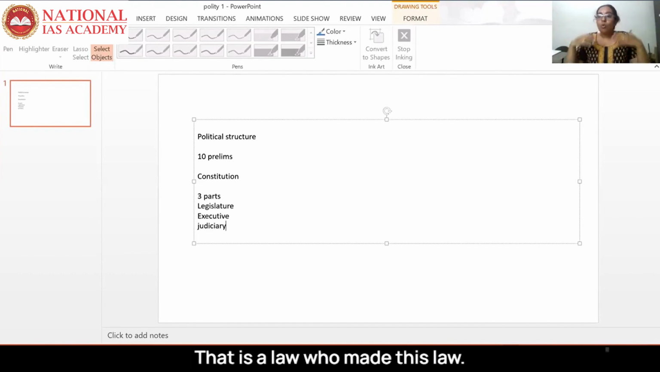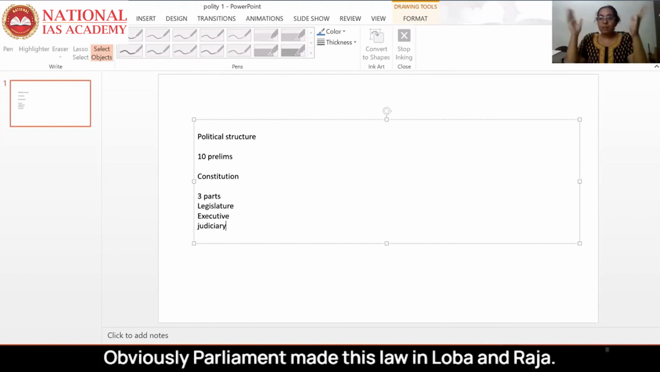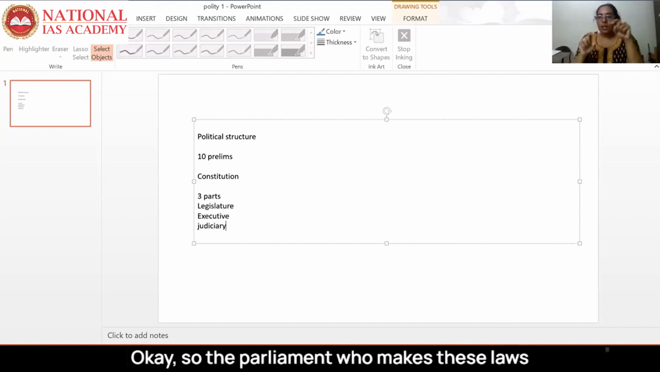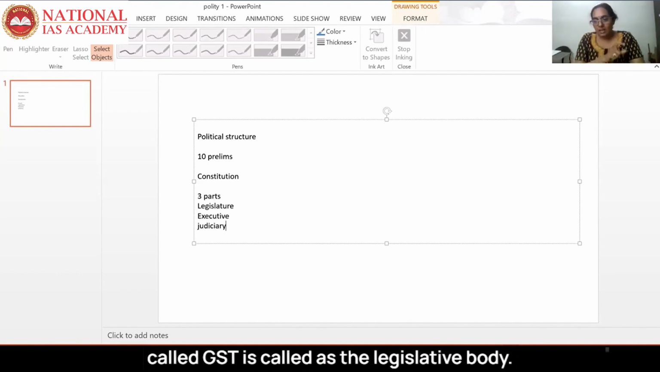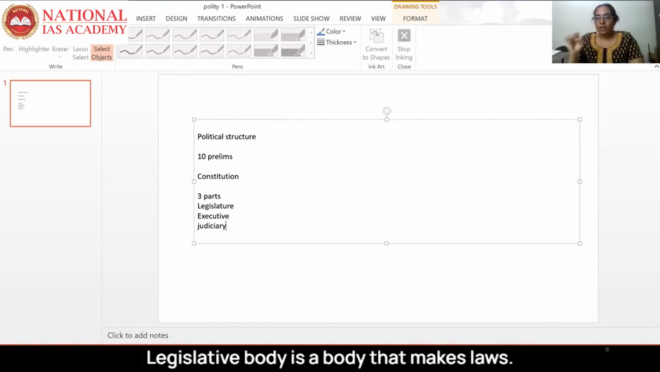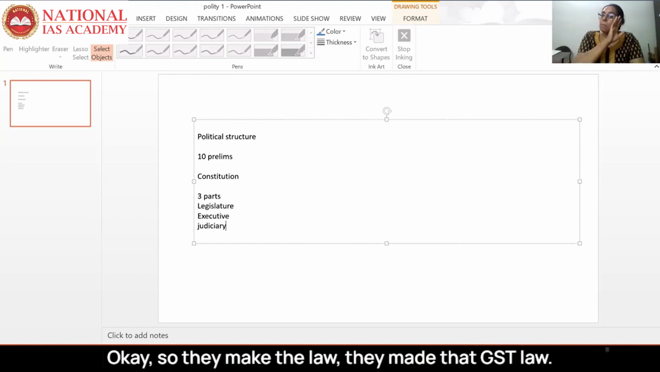That is a law. Who made this law? Obviously, Parliament made this law in Lok Sabha and Rajya Sabha. So the Parliament, which makes laws like GST, is called the legislative body. Legislative body is a body that makes laws. So they made that GST law.